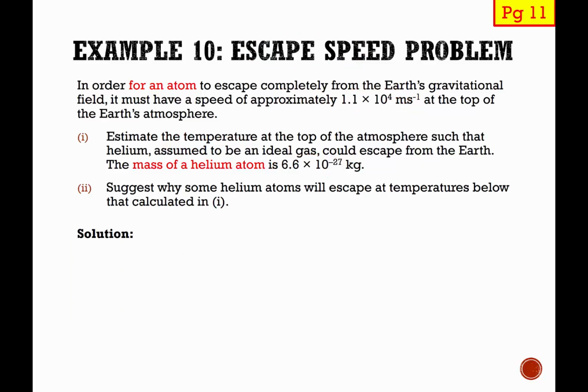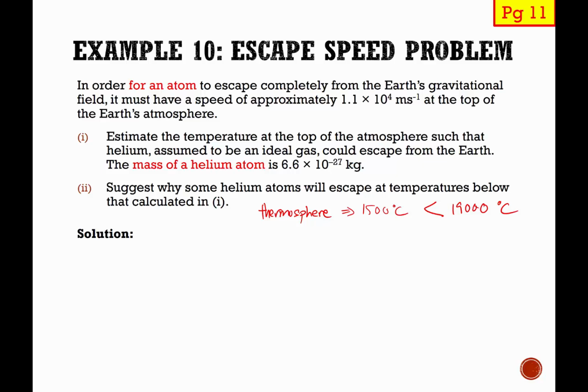For part 2, you're required to suggest why some helium can still escape the atmosphere even if the temperature in that region is below what we calculated in part 1. Now, the temperature at the outermost parts of the atmosphere can get really hot as well. Go Google something called the thermosphere, where the temperature can get as hot as 1500 degrees Celsius. But even then, it is still far below the temperature calculated in part 1, which is around 19,000 degrees Celsius.